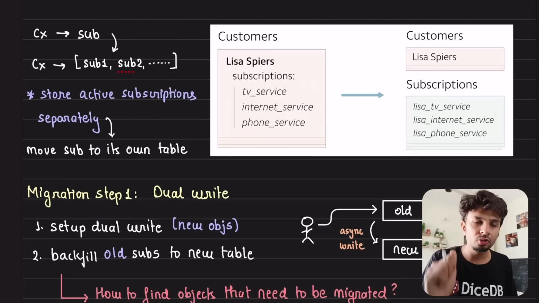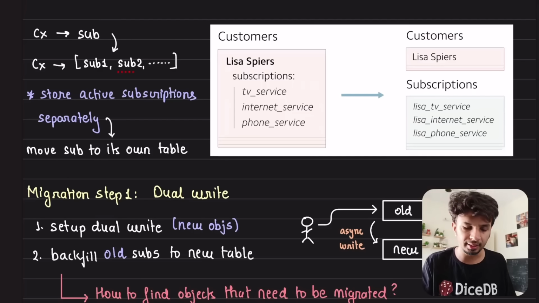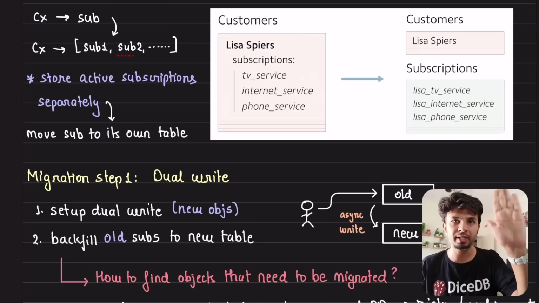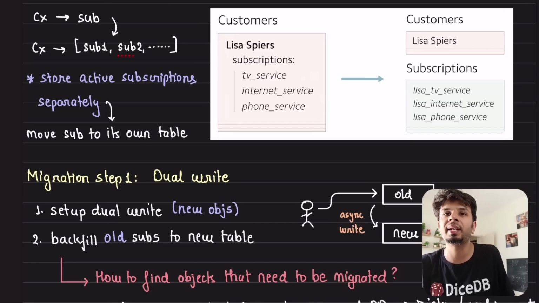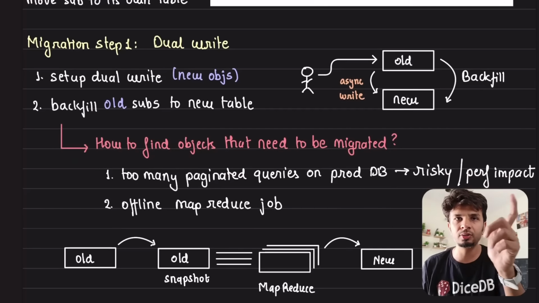So storing active subscriptions separately is the call that they took. Rather than having this where you have customer and subscriptions together, they would want to have a separate collection for customers and a separate collection for subscriptions, making their life easier. Now, how did the migration happen? It was a 4-step process. We'll go into the nuances of it.